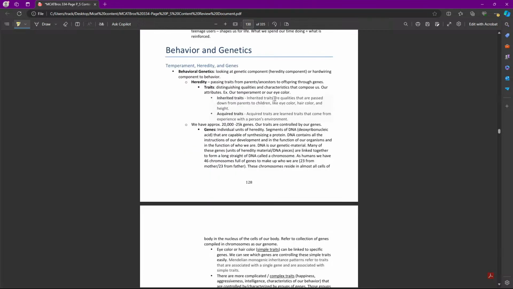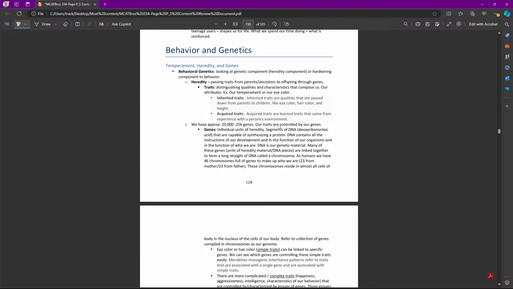Alright. So, behavior and genetics, temperament, heredity, and genes. Behavioral genetics looks at the genetic component, or the hardwiring, of our behavior. So it's looking at our DNA and how it impacts our behavior. Heredity is passing traits from parents and ancestors to offspring through genes. Traits are qualities or characteristics that compose us: our attributes, our temperament, our eye colors. Inherited traits are qualities passed down from parents to children, like eye color, hair color, and height. Acquired traits are learned traits that come from experience in the environment.